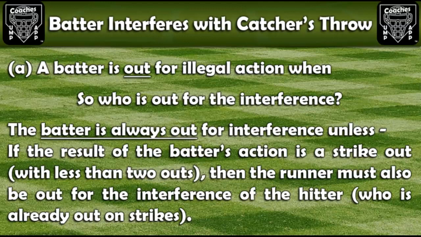The batter is always out for interference unless the result of the batter's actions is a strikeout with less than 2 outs, then the runner must also be out for the interference of the hitter, who is already out on strikes. In the video example, if the batter was guilty of interference, the umpire would call time, call the batter out for interference, and place the runners back to the base legally occupied at the time of the infraction. In the example play, R1 would be returned to first base.